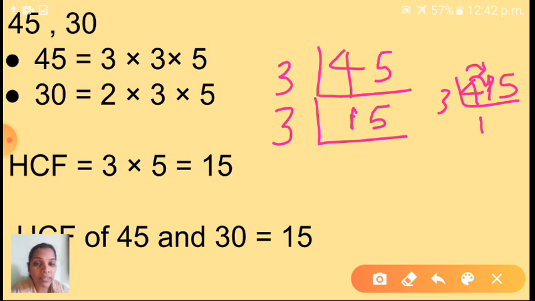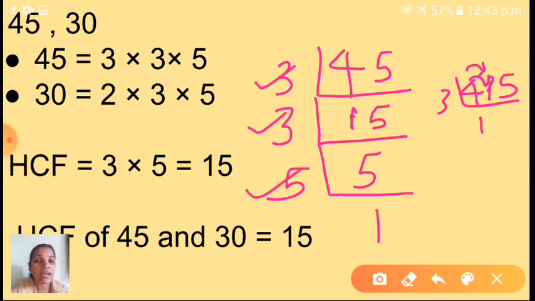And here, how many 3s are 15? 5. Okay, understood children? So next one is what? This 5. Can we divide by? Yes, we can divide by 5. So how many 5s are 5 here? 1. Understood children? So these all numbers: 3, 3, 3, 3, 3 and 5. Like this we have to write here. So what is the prime factor of 45? Yes, 3 into 3 into 5. Understood now? I hope you understood now.